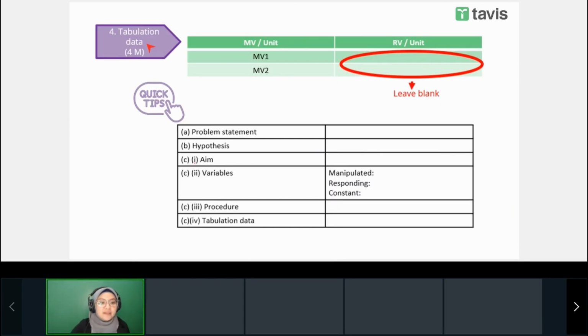Okay, then tabulation data. 1 mark for tabulation data, 1 mark only, not 4 marks. 4 marks are for the procedures. You just make a simple tabulation data. MV, just now we have the types of the bone, and the number of textbooks. The number of textbooks can be whole, or the strength of the bone.